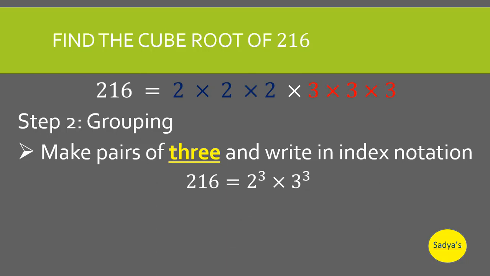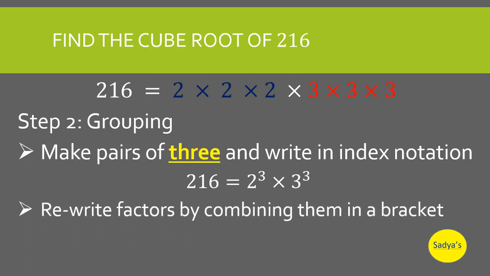Now we can combine these in a single bracket. Since we are very lazy, we don't want to write this power 3 again and again. So we can write the power once. And what do we get? We get 216 is equal to 2 multiplied by 3 whole cube.